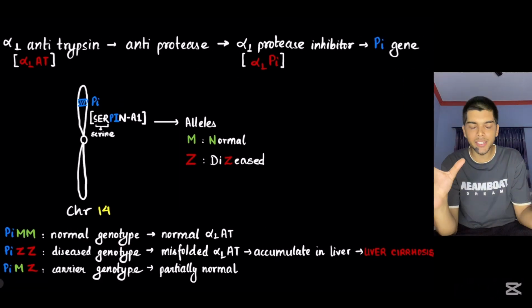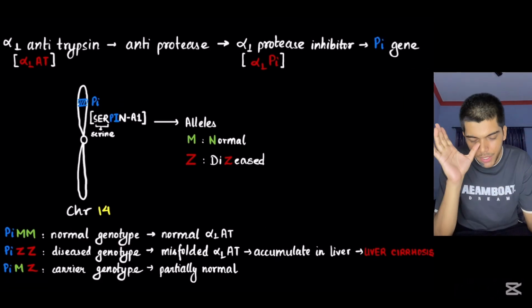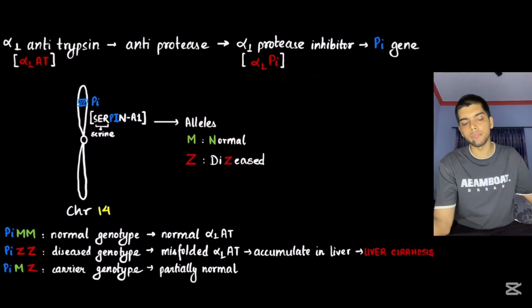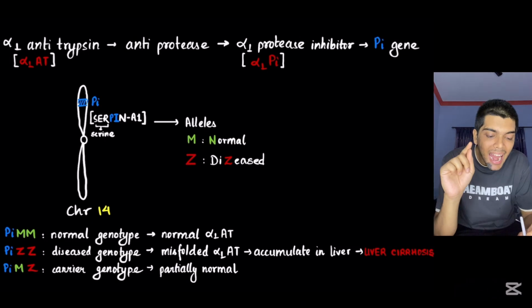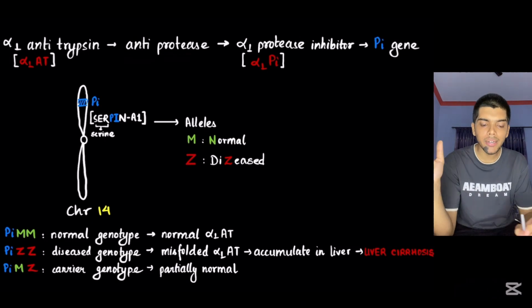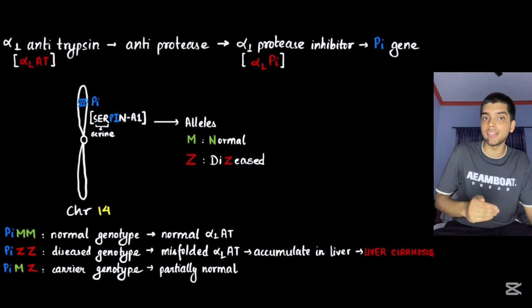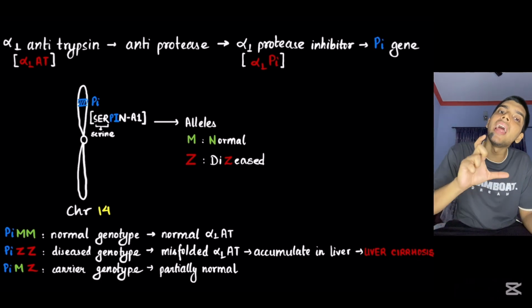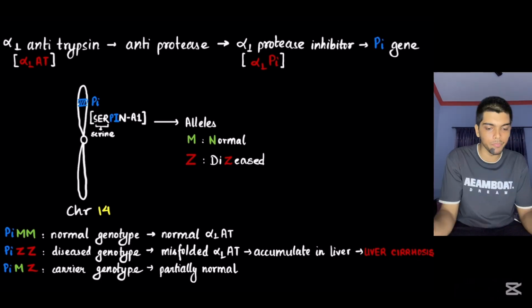Next, genetic reason or alpha-1 antitrypsin deficiency. See, it's your liver that produces alpha-1 antitrypsin. What is it? It is an anti-protease. So you can also call it alpha-1 protease inhibitor, because it is acting against protease. It is inhibiting the activity of protease. So it is alpha-1 protease inhibitor, right?